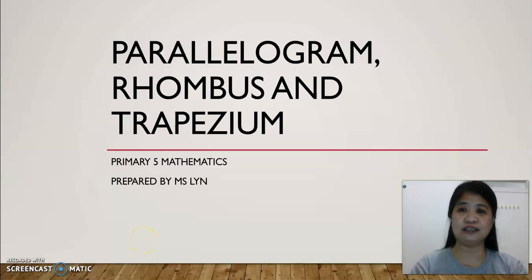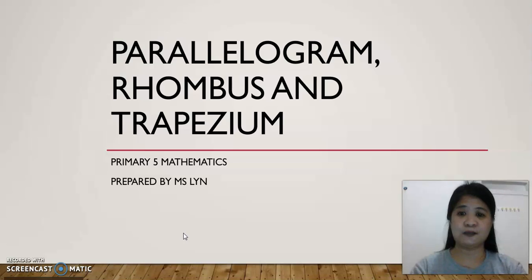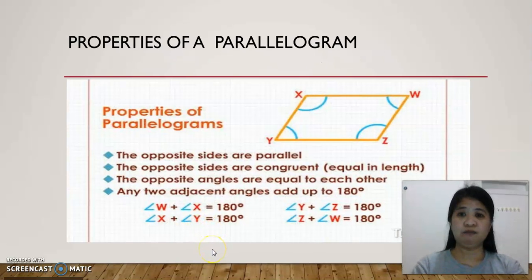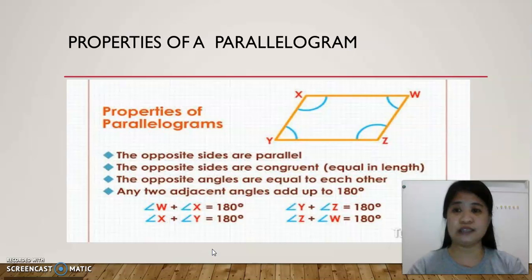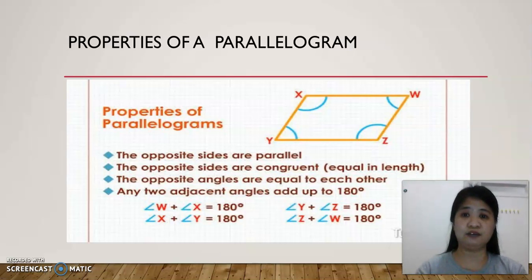So for today's lessons, we're going to discuss the properties of parallelogram, rhombus, and trapezium. So let's start. Okay, the first one, we're going to discuss the properties of parallelogram.